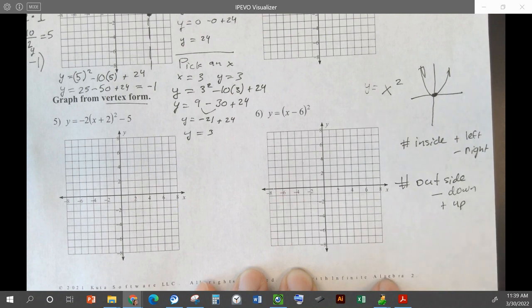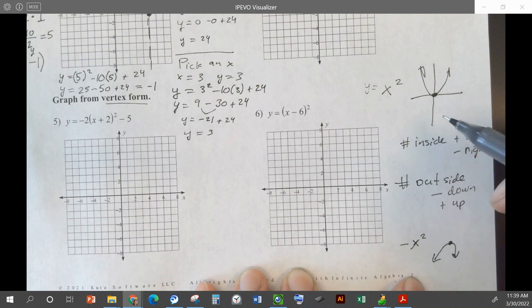And then we just have to remember, if we have a negative in front of our x squared, what's going to happen? Change the direction. Good. It's going to flip down. If it's positive, it'll flip up. If it's negative, it'll flip down.